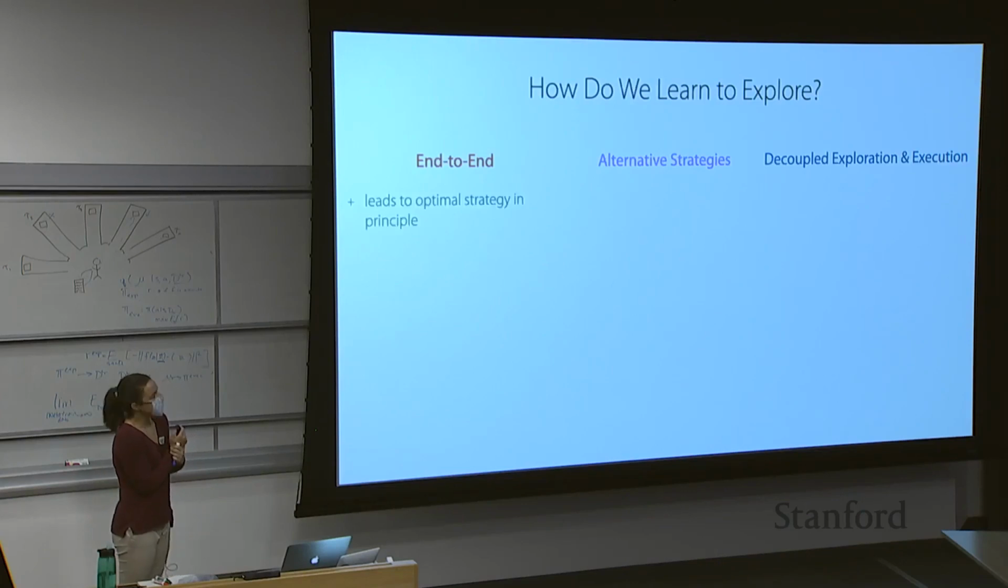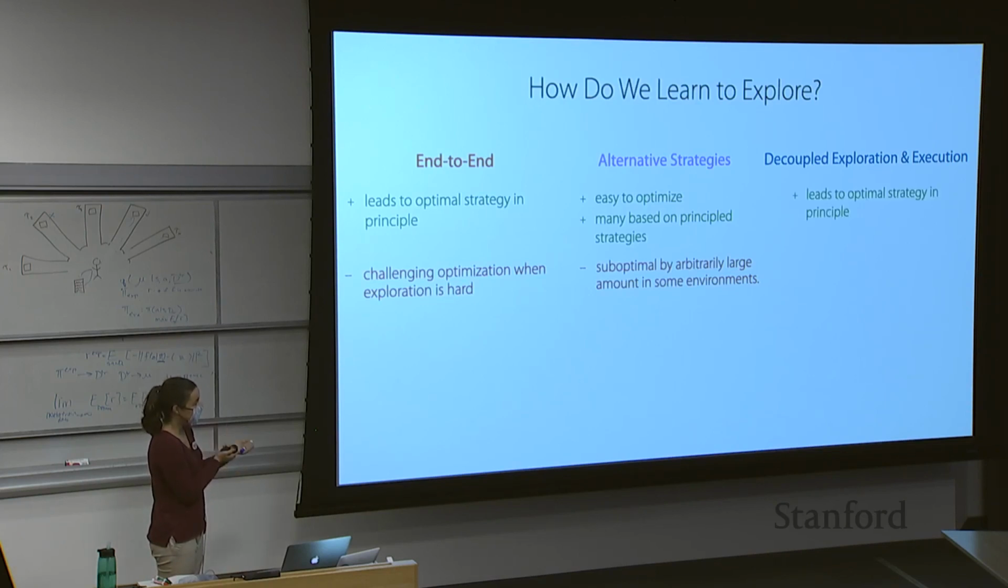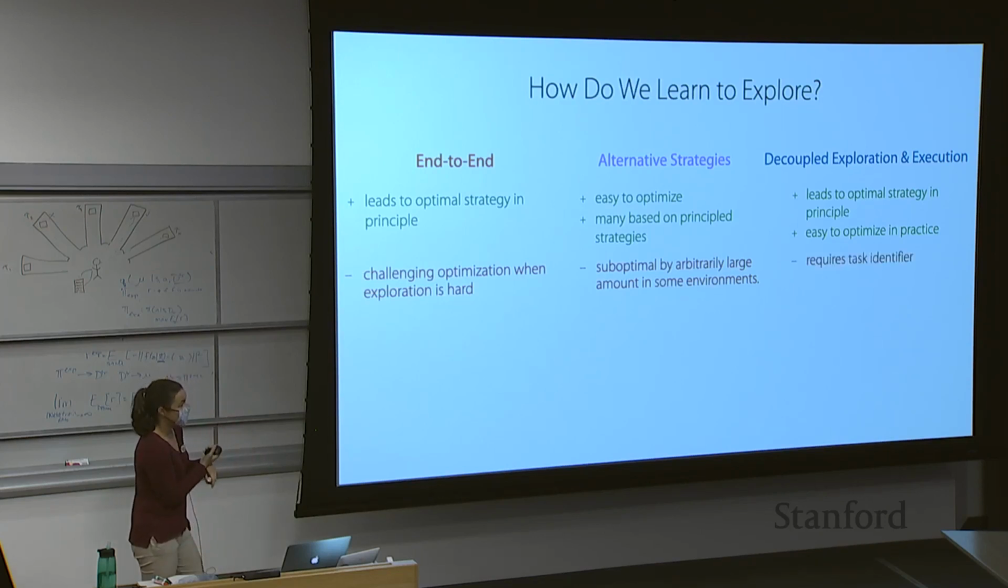Cool. So to summarize, the end-to-end approaches will in principle lead to the optimal strategy. In practice, it's a pretty challenging optimization. The alternative strategies are a lot easier to optimize, and many of them are fairly principled, but they can also be suboptimal by an arbitrarily large amount. And the decoupled approach that we saw last will lead to the optimal strategy in principle. It's also easy to optimize, so we really get the best of both worlds. It does have this requirement of being able to assign a one-hot identifier to all of your tasks. In practice, this is fairly mild, but it is one thing that it is using in order to get the best of both worlds.